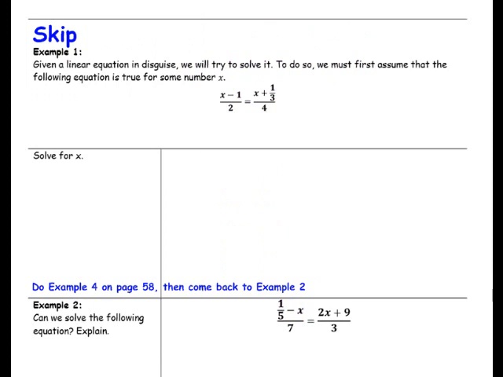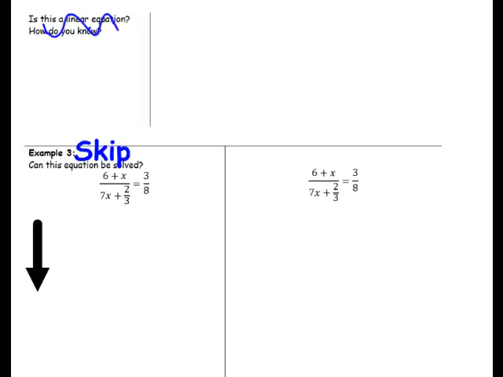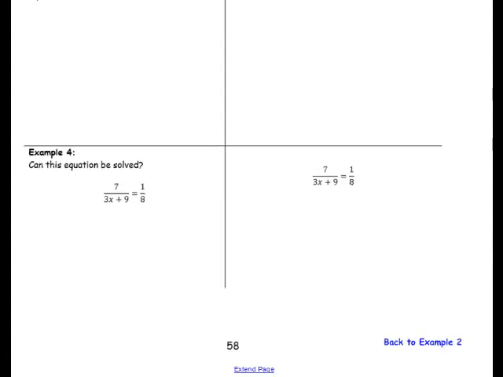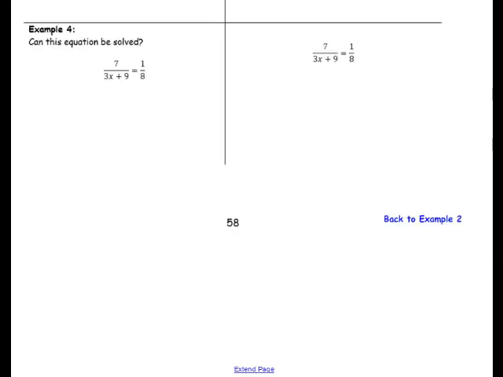We are going to skip example 1. We will do example 2. However, we're going to go to example 4 first on page 58. On page 58, example 4. Can this equation be solved? We can solve this equation because we can multiply each numerator with the other fraction's denominator, and then use the distributive property to begin to solve it.